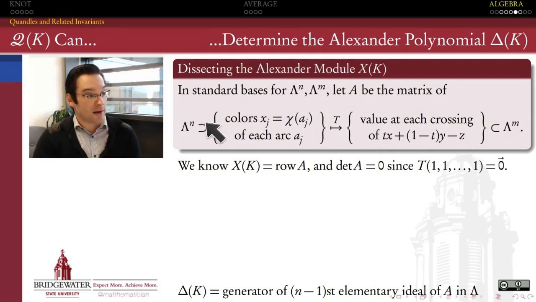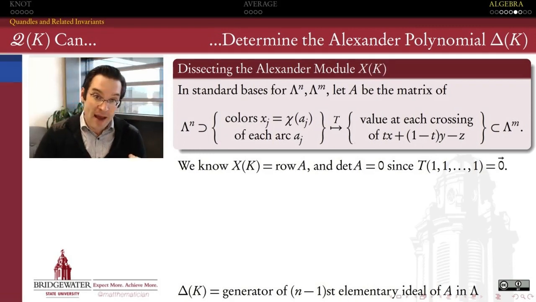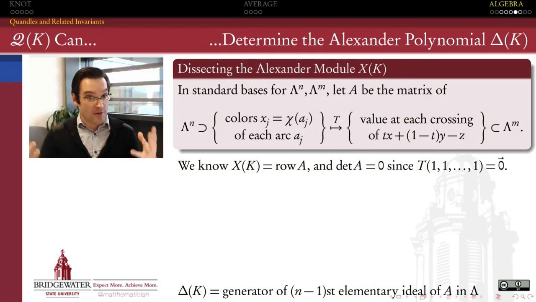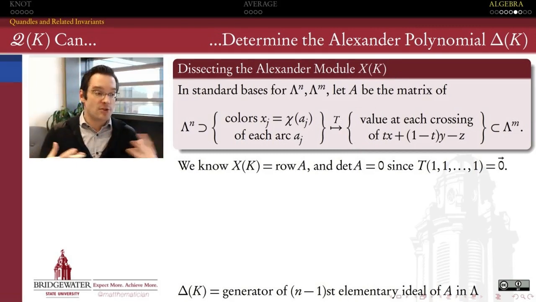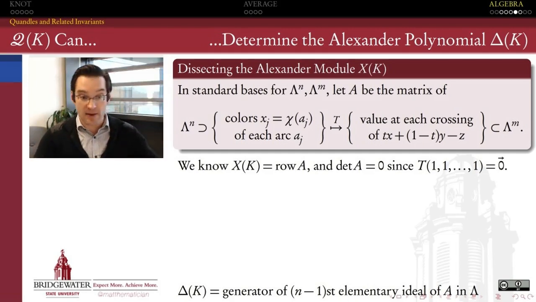So lambda to the n quotiented out by the kernel of this transformation gives me the Alexander module. But that too, even though it's a knot invariant, is challengingly large to understand. So what we're going to do is try to slice it up a little bit, one so-called elementary ideal at a time.